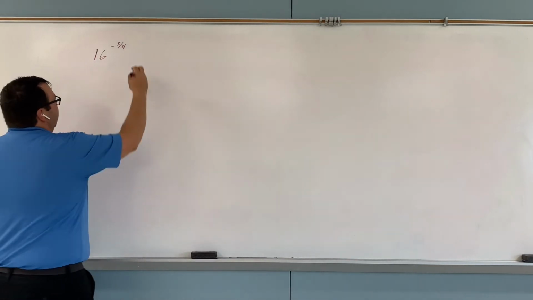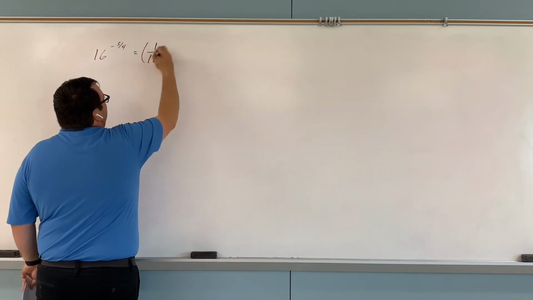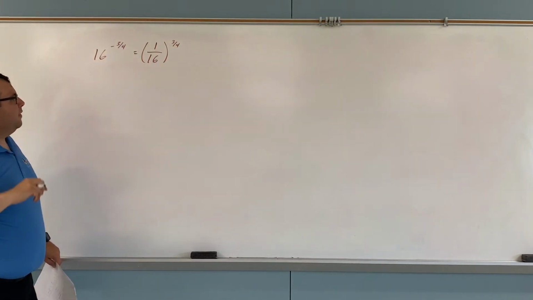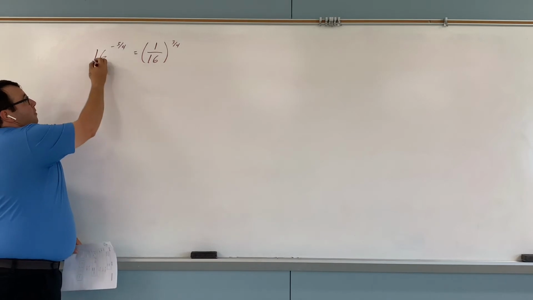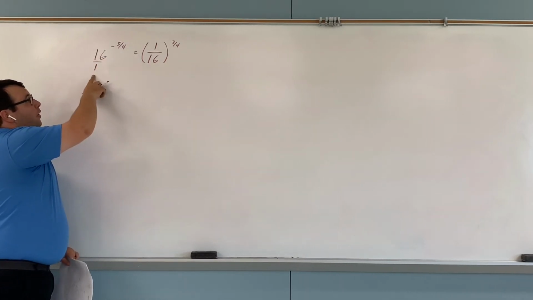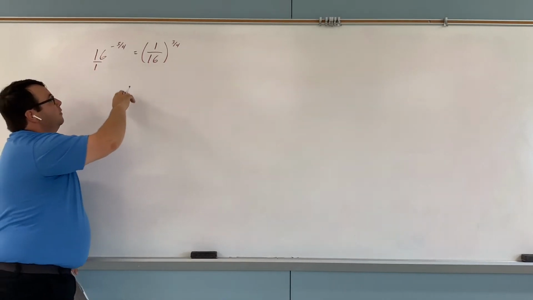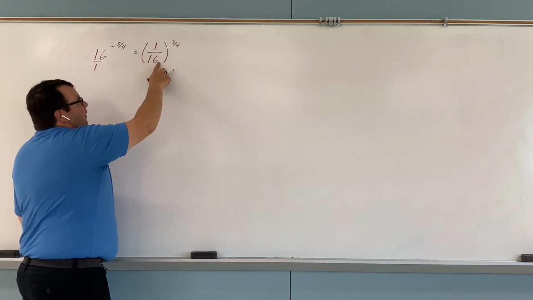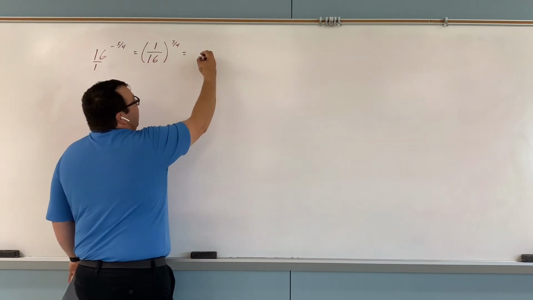I would invert this so that it is 1 over 16 to the 3/4 power. Now you might be saying, well, wait a minute, why do you have it like that? Technically, this 16 is over 1, isn't it? So my base is 16 over 1. I inverted my base. I reciprocated it, taking care of that negative exponent, making it positive. And that gave me 1 over 16 here. So that's perfectly fine. At this point, I would do my conversion.